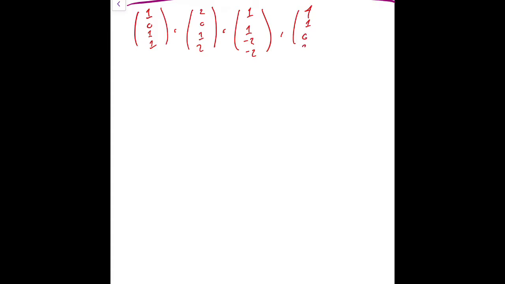And so we've got 4 vectors: 1, 0, 1, 1; 2, 0, 1, 2; 1, 1, minus 2, minus 2; and 4, 1, 0, 2. And we want to ask whether or not they're linearly independent, and we're going to use theorem 2.5. So exactly what that means is we want to solve this equation, the one that I am writing now, where we write the 0 vector as a linear combination of these 4 vectors.